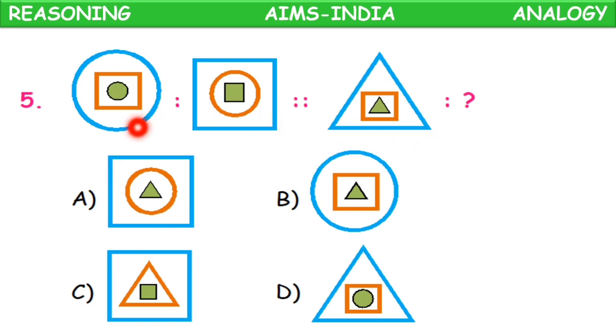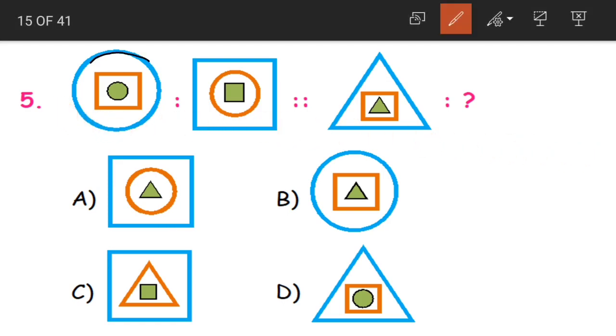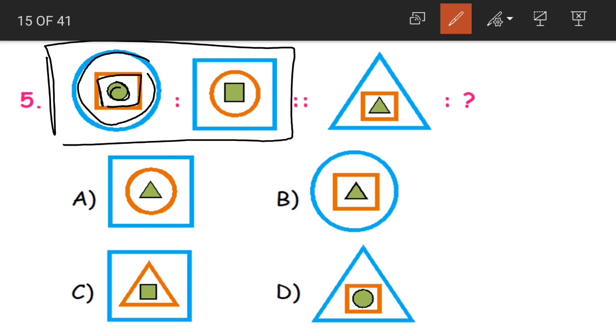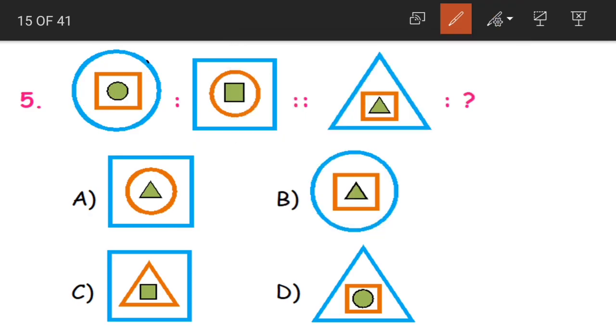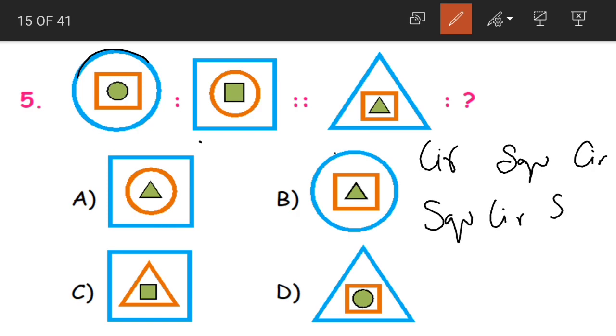Moving on to question number 5. What do we have here? We have a circle, inside it we have a square, and then we have a circle. In the first pair, the first figure has circle, square and circle. Now coming to the second figure, we are having square, circle and square. What are you understanding here? See children, in the first figure we had circle, square and circle. In the second figure we have square, circle and square.